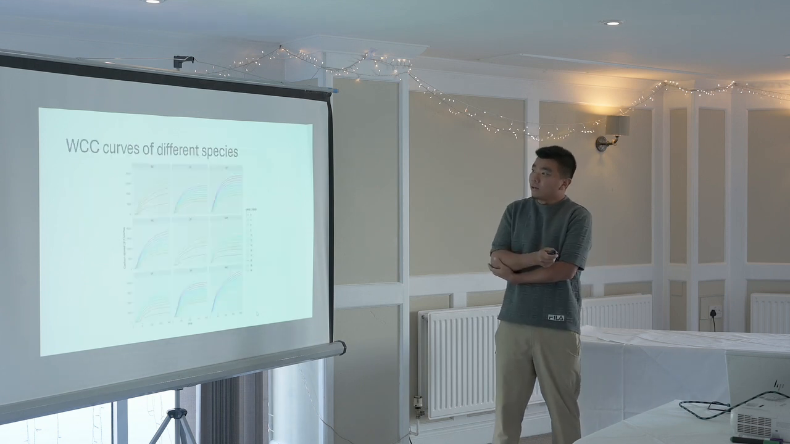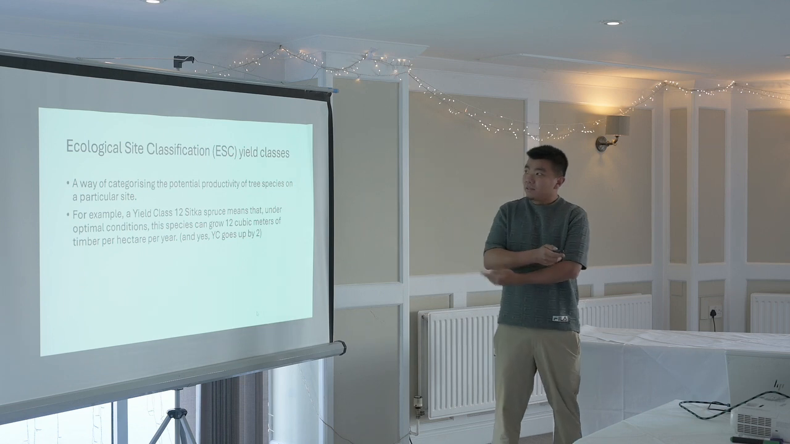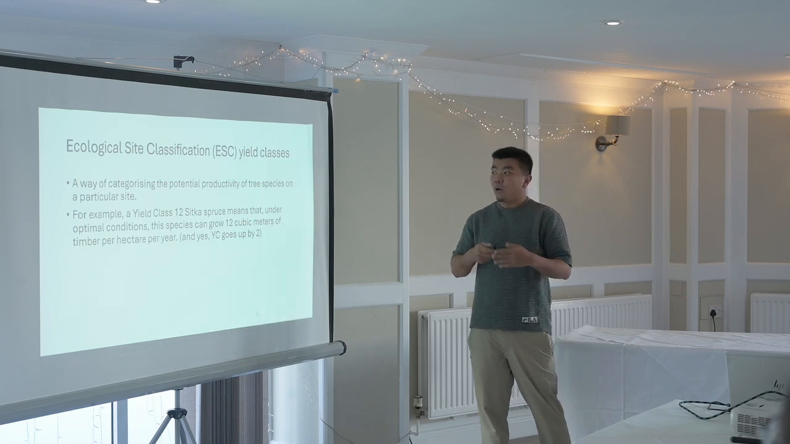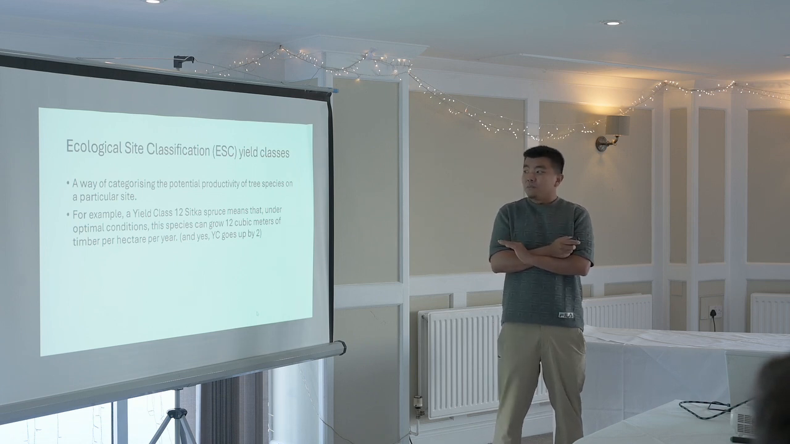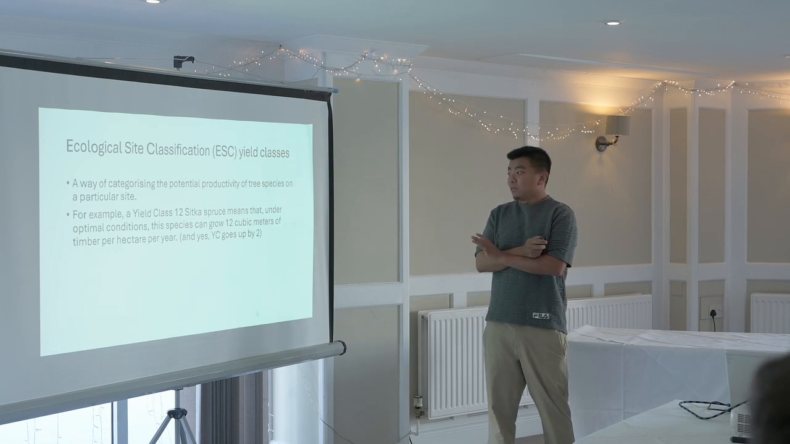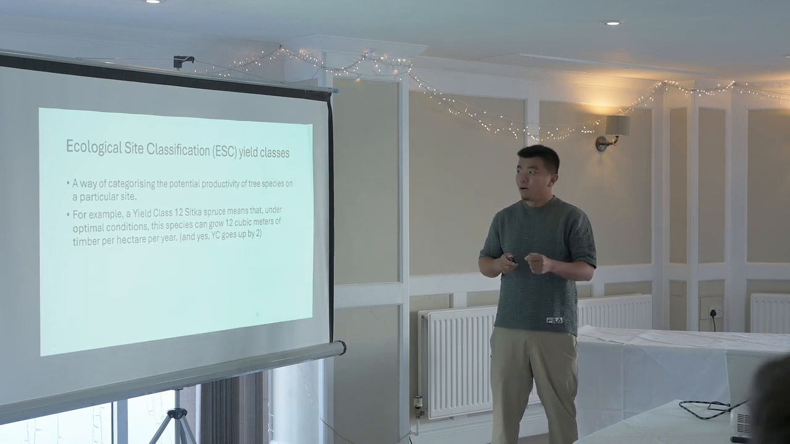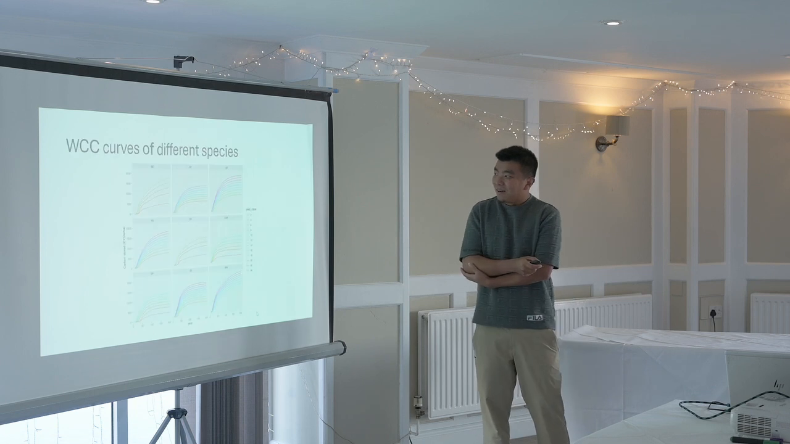Before I keep going, another concept to introduce before everyone gets confused. There's something called yield classes. It's a way of categorizing the potential productivity of tree species on a particular site. So for example, a yield class of 12 for Sitka spruce means that under optimal conditions, the species will grow 12 cubic meters of timber per hectare per year. And yield classes go up by 2, so it's 12, 14, 16, 20. Don't wonder why there's no 13 or 15 there. They're just not there.